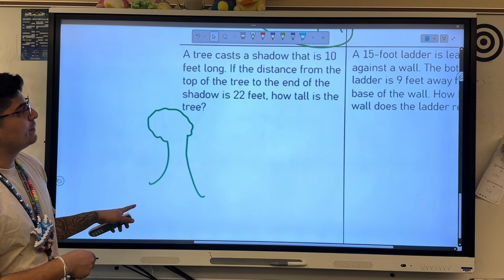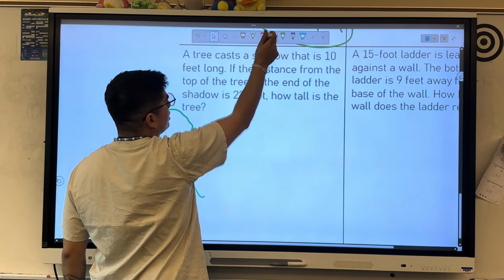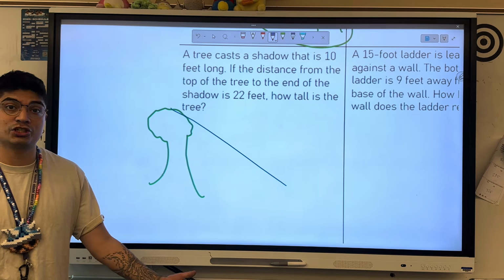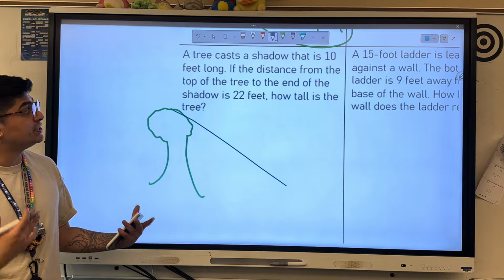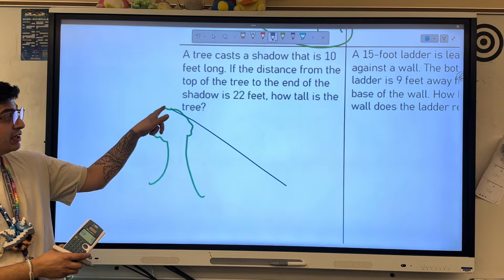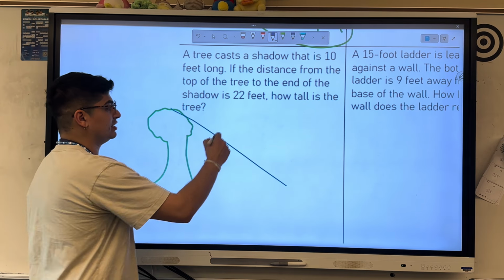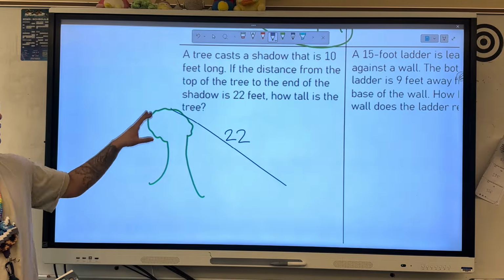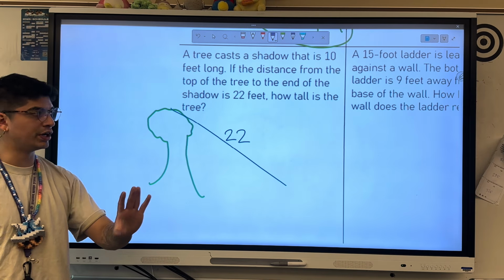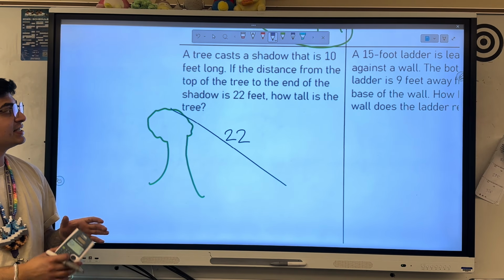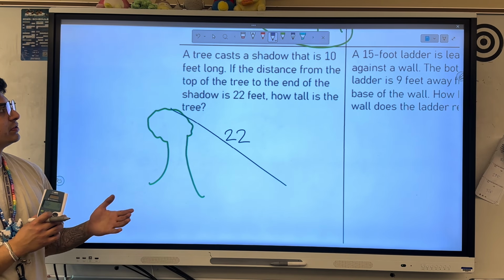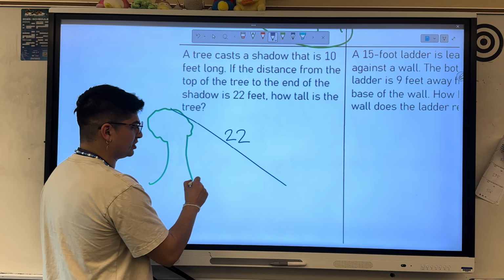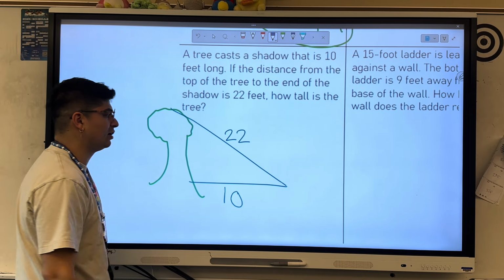So in this case, I'm going to have to draw a line right here. This is a triangle, right? It's casting a shadow. The distance from the top of the tree to the end of the shadow is 22 feet. That's a key point, right? Of understanding, top of the tree to the end of the shadow, 22 feet. The shadow is 10 feet long. So this part right here, the shadow is 10 feet long.